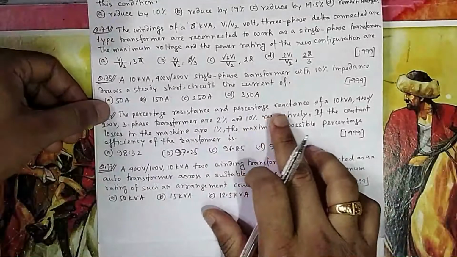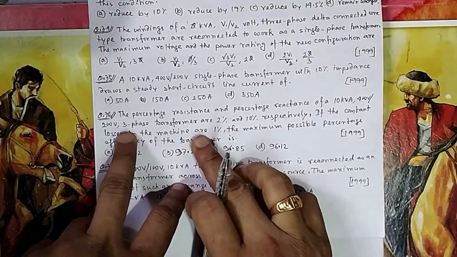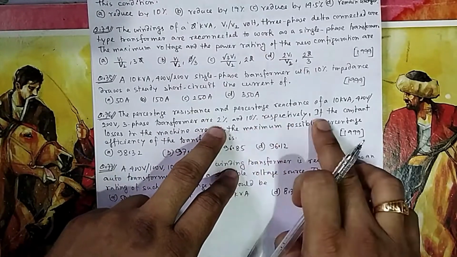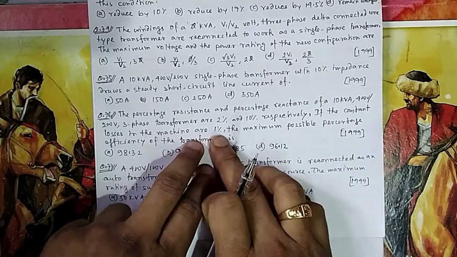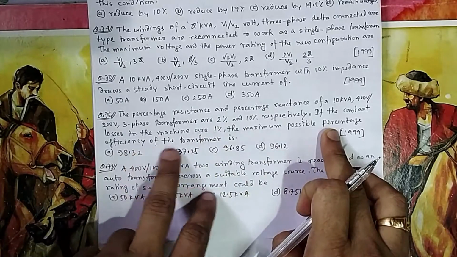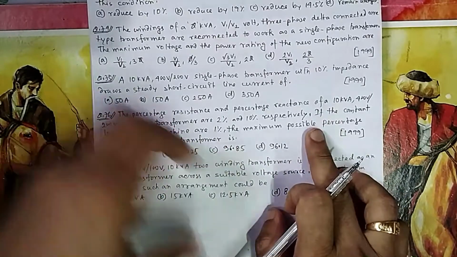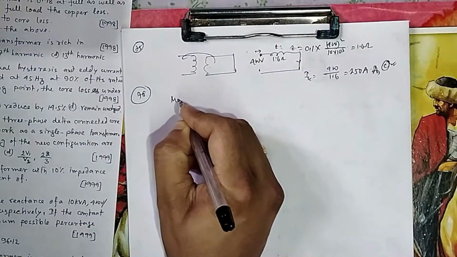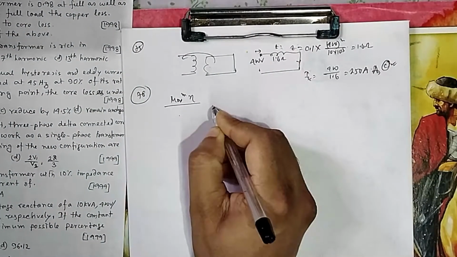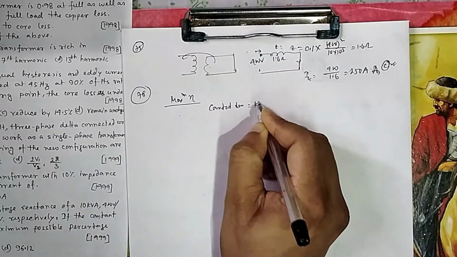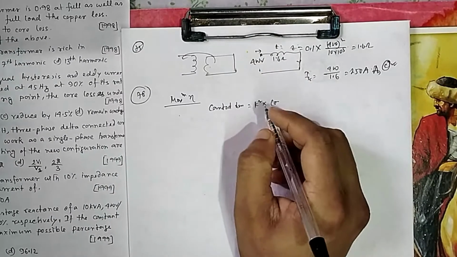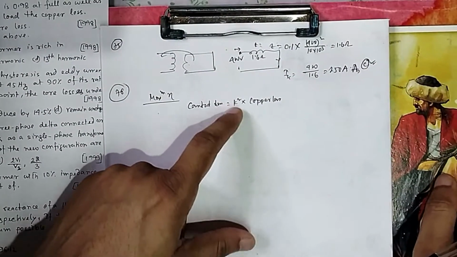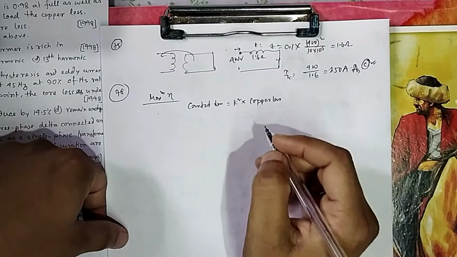The percentage resistance and percentage reactance of a 10 kVA 400 by 200 volt 3-phase transformer are 2% and 10%. Resistance 2%, reactance 10%. If the constant loss of the machine is 1%, then what is the maximum possible percentage efficiency of the transformer? So what is the maximum efficiency? During maximum efficiency, what happens? At maximum efficiency, your constant loss is equal to K square into copper loss, where K is the loading, how much loading you are doing. 50% load, 20% load, 10% load, 100% load, that is the basic difference of K.